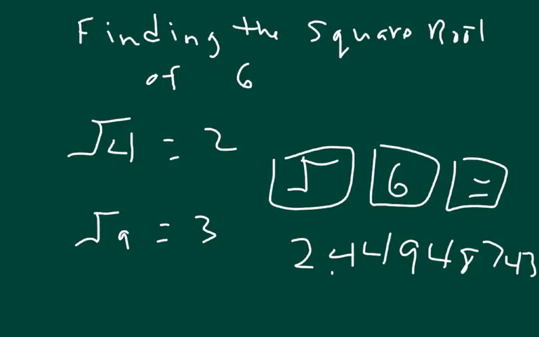And you can estimate these by just figuring out how close they are to perfect squares. If you're doing the square root of 10, you know it's just a little bit more than 3 because the square root of 9 is 3, and 10 is a little bit more than 9. So this is the kind of stuff we'll be doing in lesson 1.4.